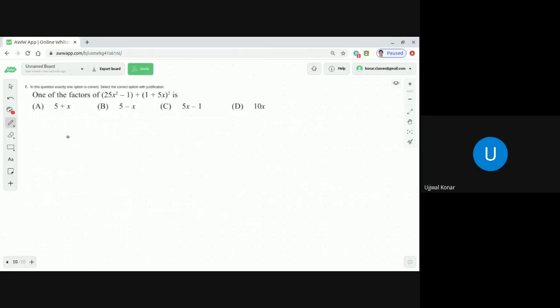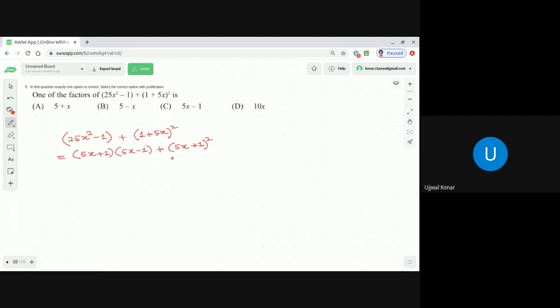So let's look into this: 25x square minus 1, plus 1 plus 5x whole square, correct, no? What did you do? Sir, I just factorized 25x square minus 1 first. So I got 5x square minus 1, into 5x minus 1. Wow, very good, appreciate. So I got 5x minus 1, and I thought that was the factor, and I just did that. Just hold on. How can you say that 5x plus 1 is a factor? There is another term with plus.